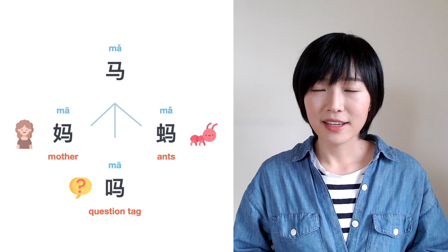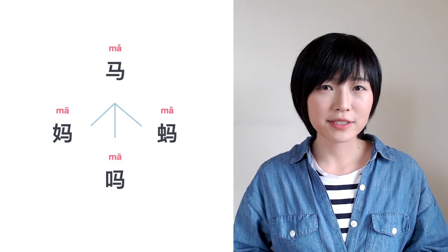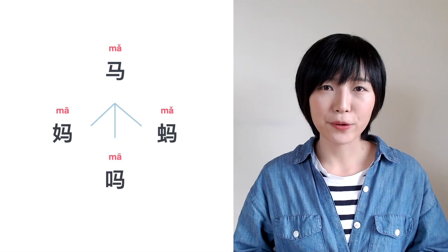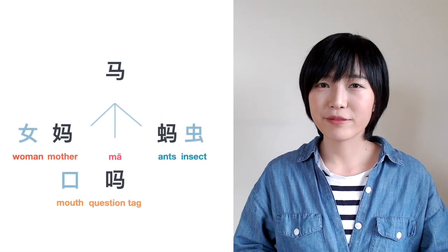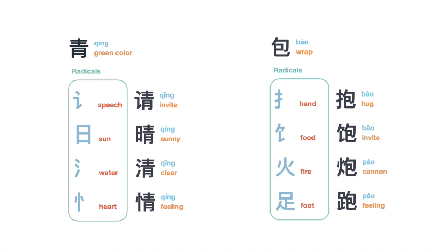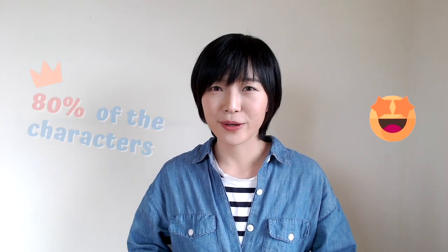As you can see, these new characters all have very similar or even the same pronunciation as the phonetic component, while having different radicals to differentiate the meanings. Similarly, here are more examples. About 80% of Chinese characters were created in this way.